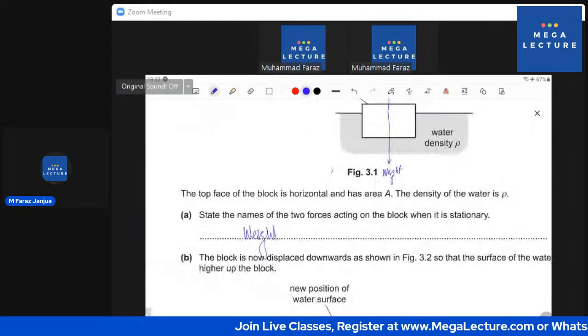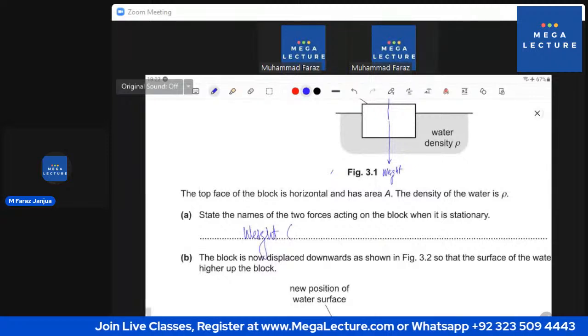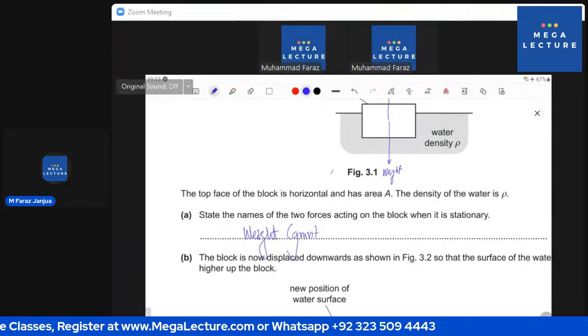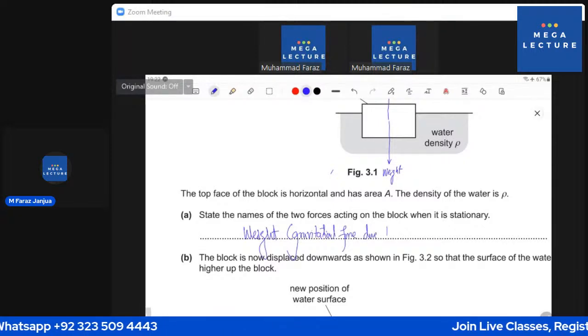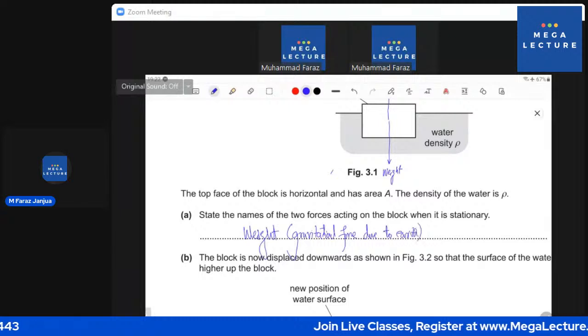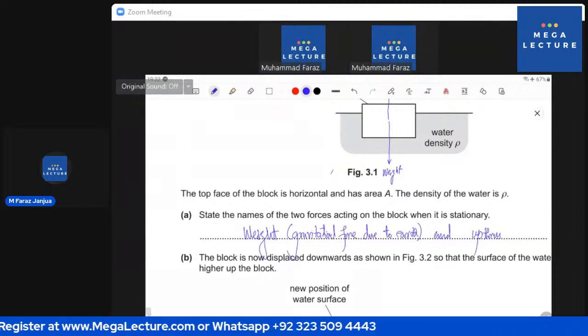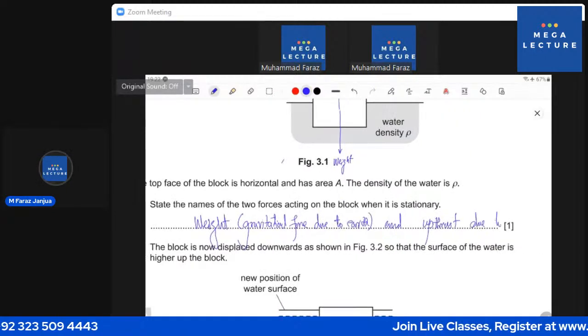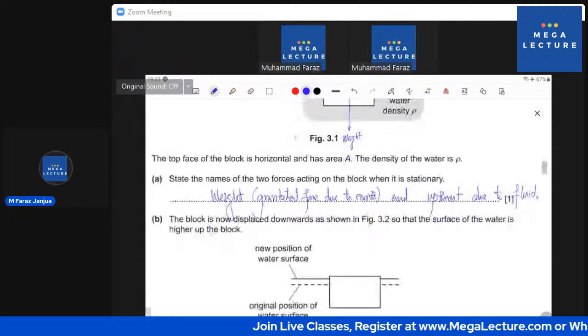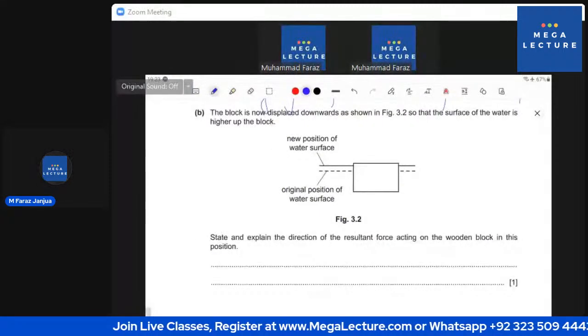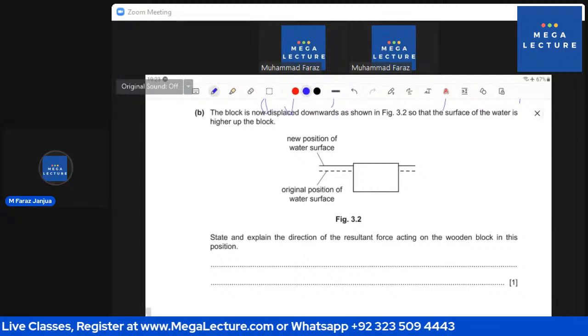Weight and upthrust due to fluid. The block is now displaced down as shown in the figure, and the surface of the water is higher up the block. Explain the direction of the resultant force on the wooden block in this position.